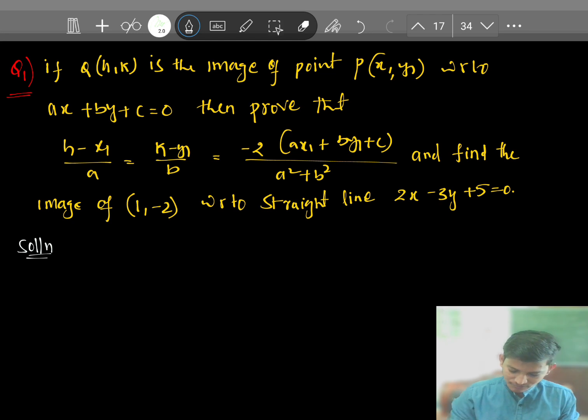When it comes to the concept of image, let me represent it as question number one. Here is the question: if h comma k is the image of a point P of x1 comma y1 with respect to the straight line ax plus by plus c equals to 0, then prove that h minus x1 divided by a equals k minus y1 divided by b equals minus 2 times (ax1 plus by1 plus c) divided by a square plus b square. An additional question is mentioned here: find the image of 1 comma minus 2 with respect to the straight line 2x minus 3y plus 5 equals to 0.